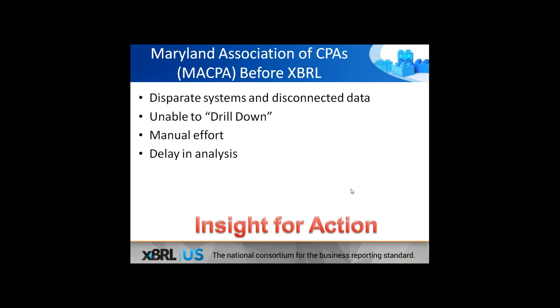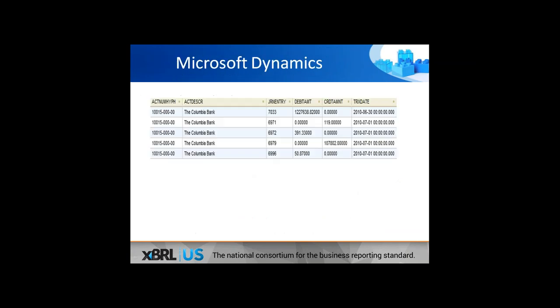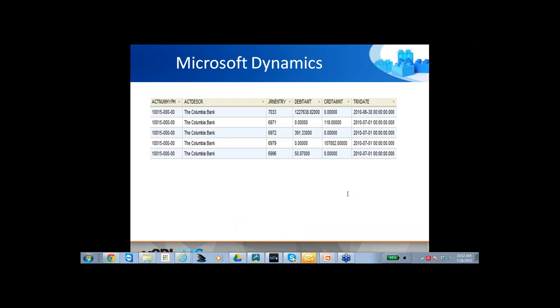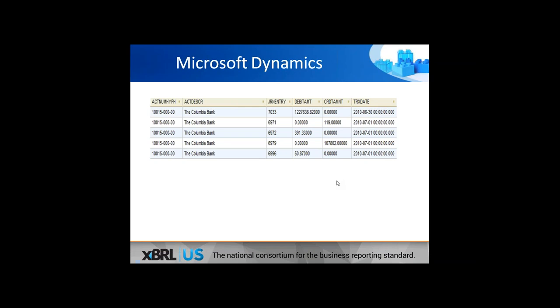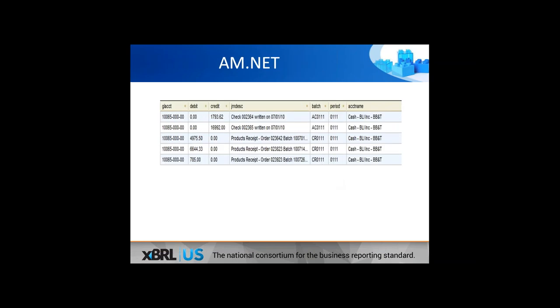So the next couple of slides that I'm going to walk through are a little bit technical. The main things that I want you to take away here, especially in these next two slides, this one right here, is the Microsoft Dynamics table structure. So if you look at the column headers up top, you can see the account number, the account description, the journal entry, debit amount, credit amount, and transaction date. If you take a look at those and compare that to the other system on the next slide, you'll see this is the table structure of the AM.NET system, right?